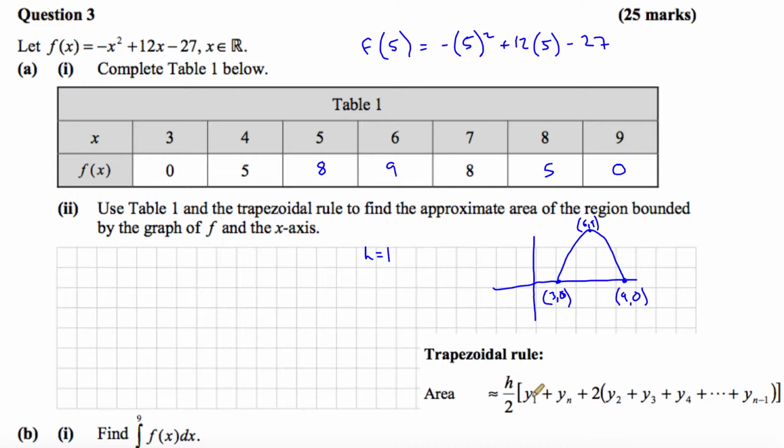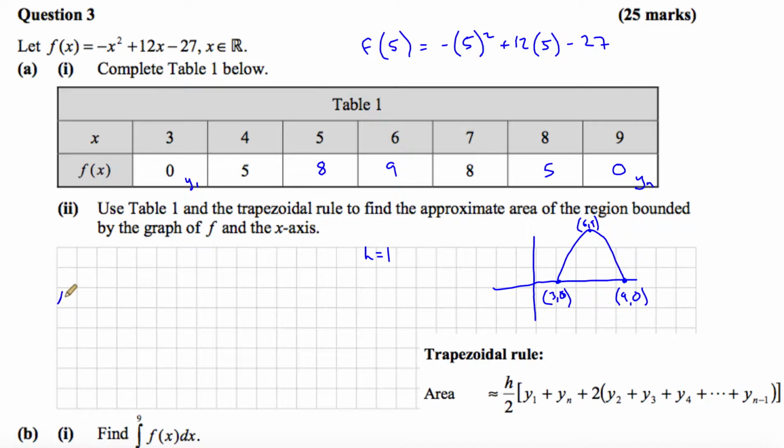Then y1 is the first height at the beginning of the curve, which in our case is 0 because it starts from the ground. yn will be the last height, which is also 0 because it finishes right down on the ground or the x-axis. And then it's plus twice all of the heights in between. So these y values are the heights up along the y-axis. So in our case, this is y1. This is yn, the last y value, and all the other y values are the ones in between.